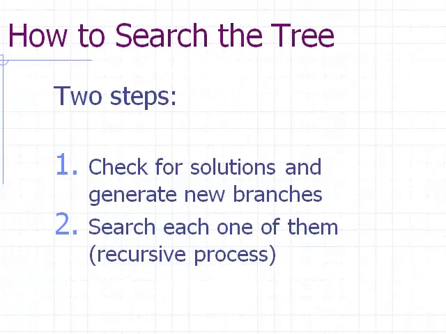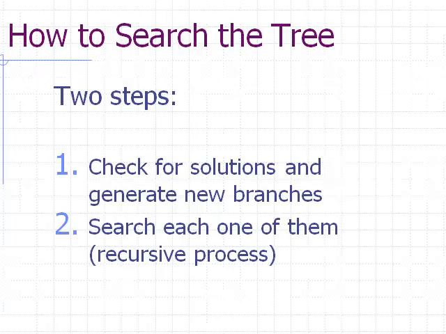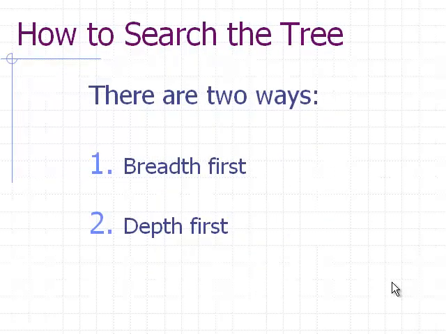These are basically the only two things to do to search a tree. First, you check for solutions and generate new branches. And two, you search each one of them. This is a recursive process. There are two ways to do this. There's breadth first and depth first.